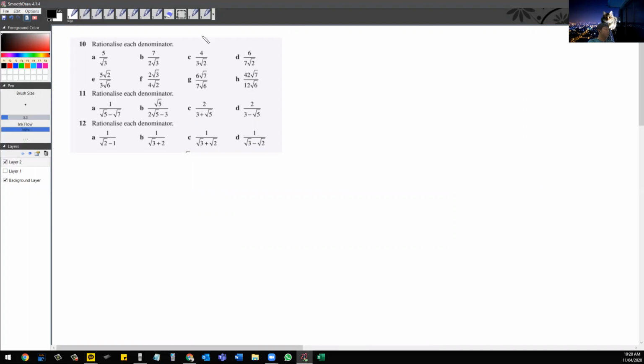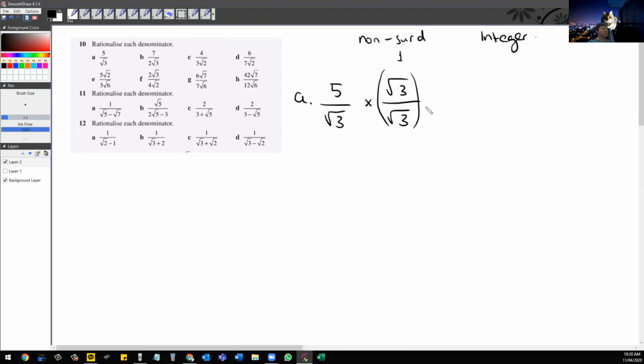All right. When it says rationalize the denominator, that means you want to make the denominator non-surd, just an integer. It's very simple. If you have 5 over √3, that's question A, you can multiply the top and bottom by √3. This is effectively multiplying by 1, isn't it? So you're not changing anything. The numerator is 5√3, and the denominator is just 3. That's the answer. You have rationalized it.